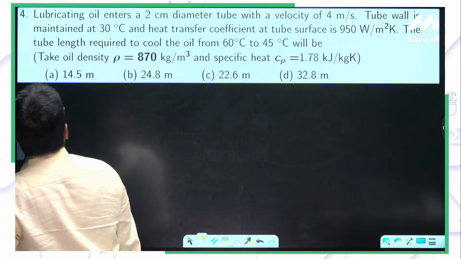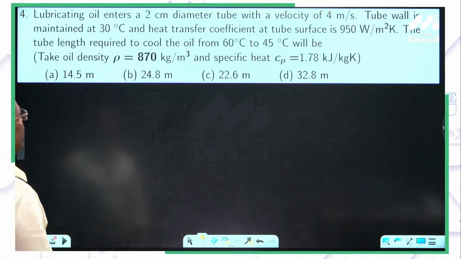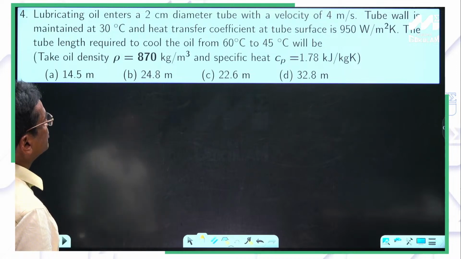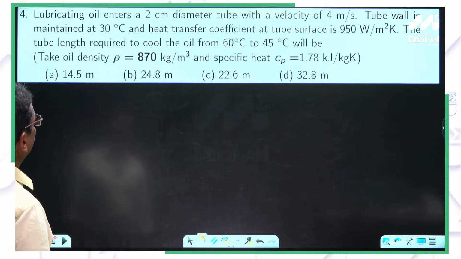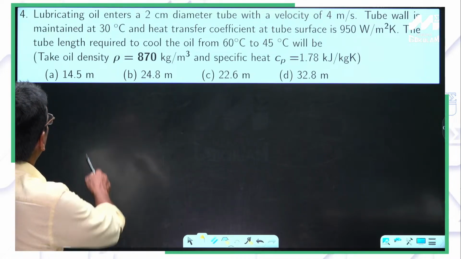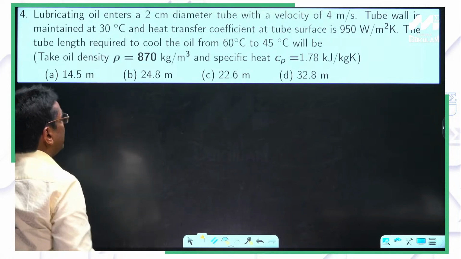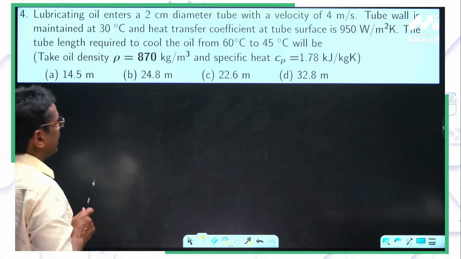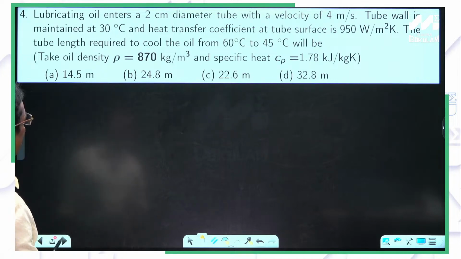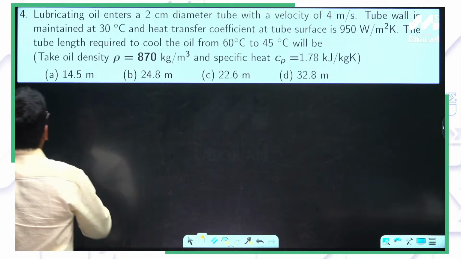Fourth question: lubricating oil enters a 2 centimeter diameter tube with a velocity of 4 meters per second. Tube wall is maintained at 30 degrees Celsius. Yes, it is a constant wall temperature, because it is clearly mentioned that it is an internal flow. The tube length required to cool the oil from 60 to 45.